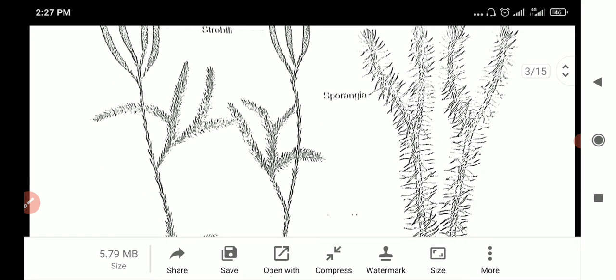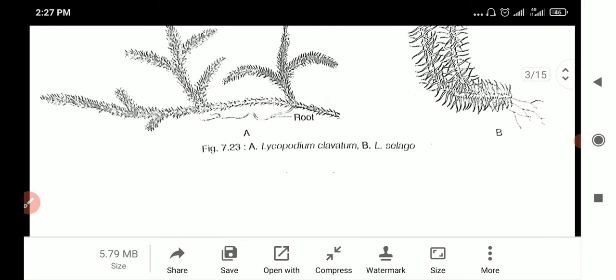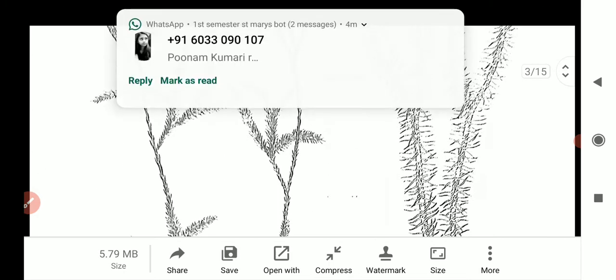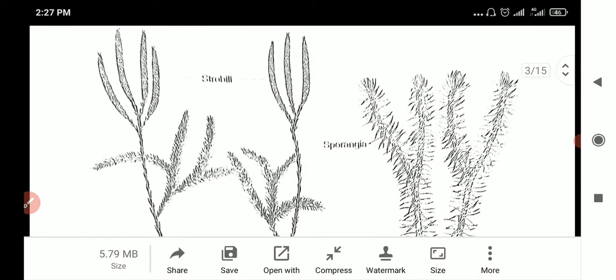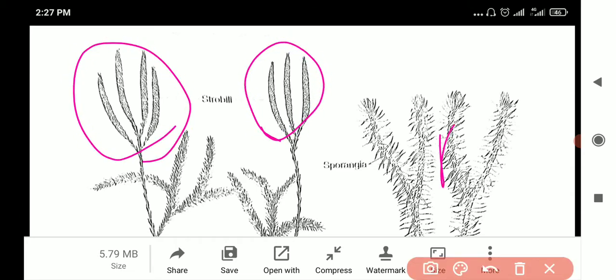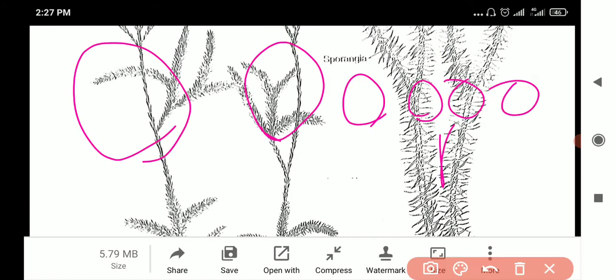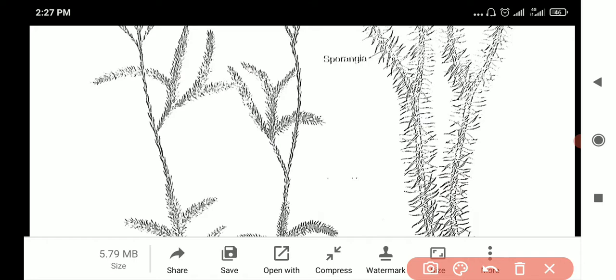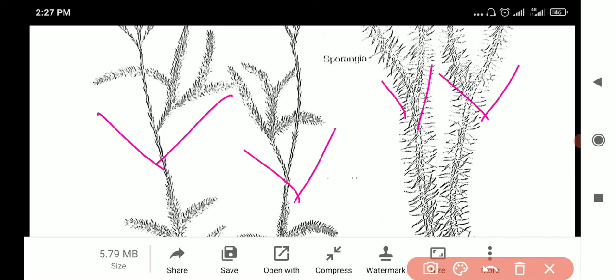So this is the diagram. I think you have drawn it in your practical. You can see these are the club-shaped sporangia. Here also the sporangia are present at the tips. Now, if you notice, what kind of branching is it? It is dichotomous, with two-direction branching. Here also dichotomous branching, there also dichotomous branching.